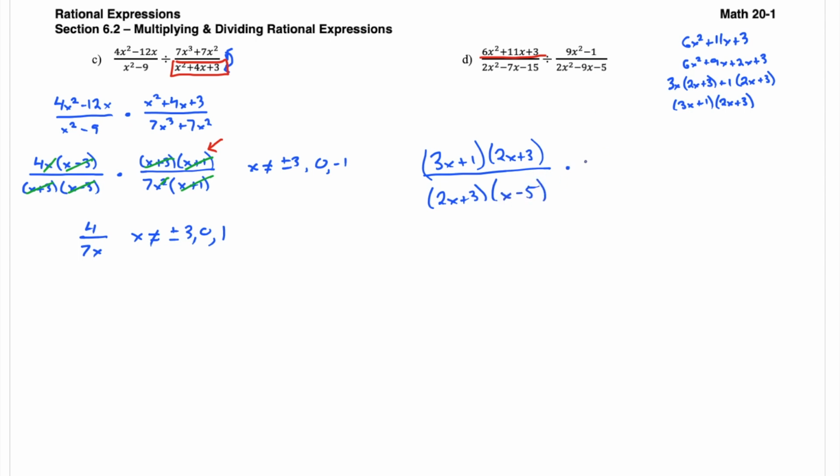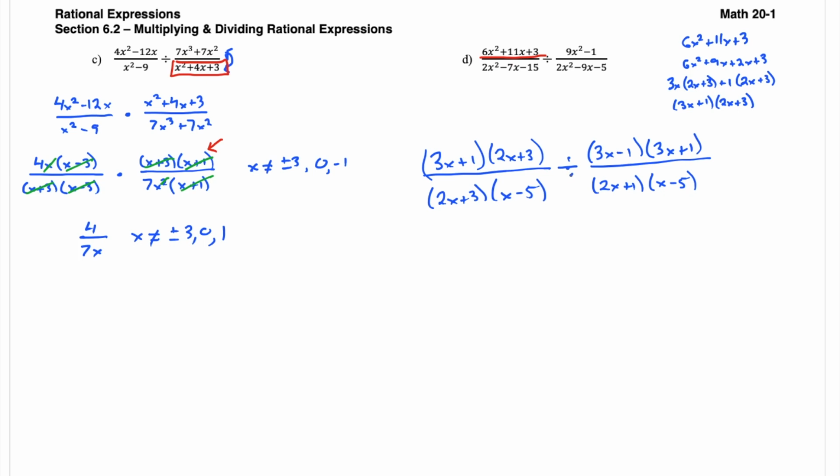The 9x squared minus 1 is going to be a difference of squares. And so then we'll get 3x minus 1 and 3x plus 1. And that'll be all over top of this one here. If we do again sum product and factoring by grouping, we'll get a 2x plus 1 and then another x minus 5.